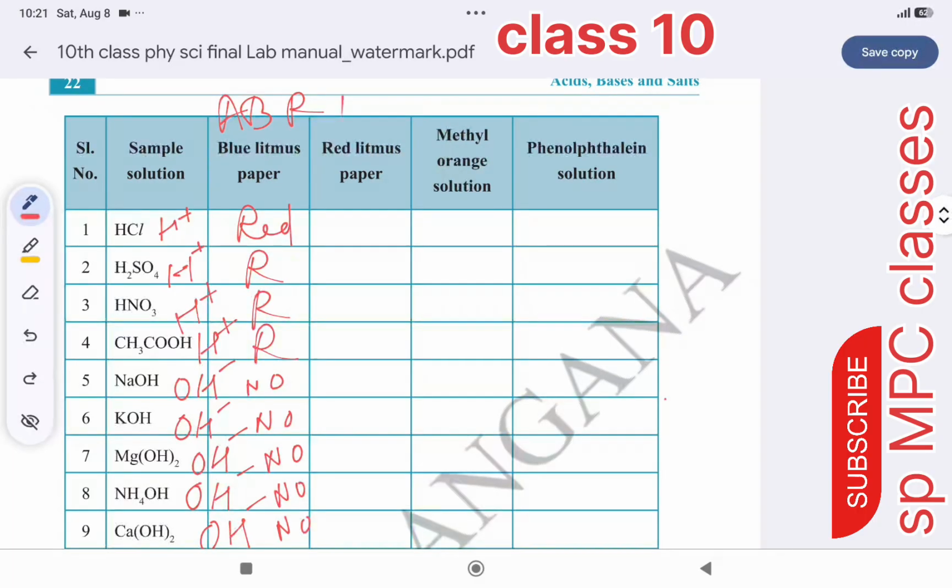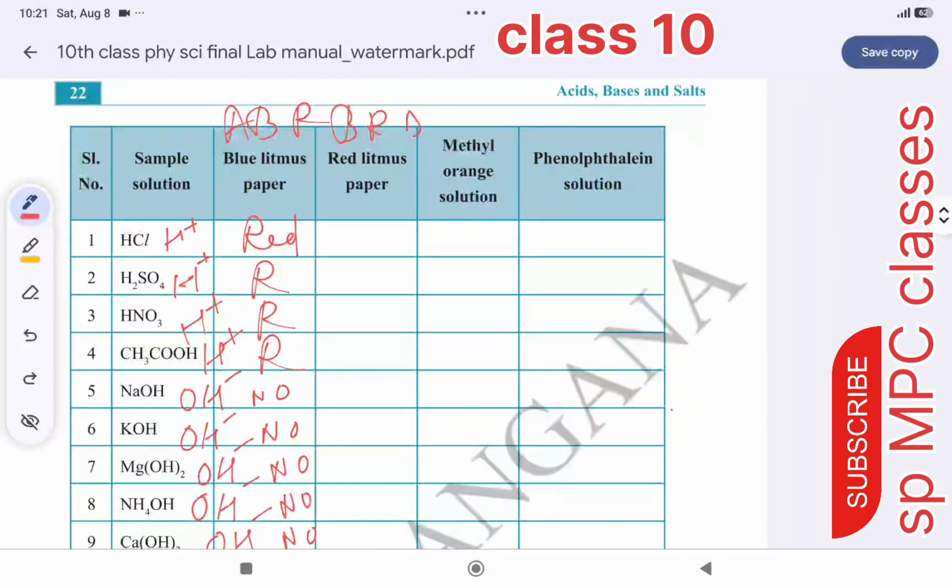Red litmus with base: BRB, Bharat Bandh. So with bases only, red will become blue. Sodium hydroxide, blue. Potassium hydroxide, red to blue. Magnesium hydroxide, red to blue. Ammonium hydroxide, red to blue. Calcium hydroxide, red to blue. What about acid? You know very well. Acids do not change red litmus paper. Instead of writing red will be red only, you write no change.